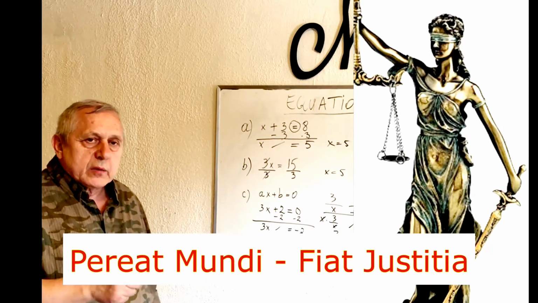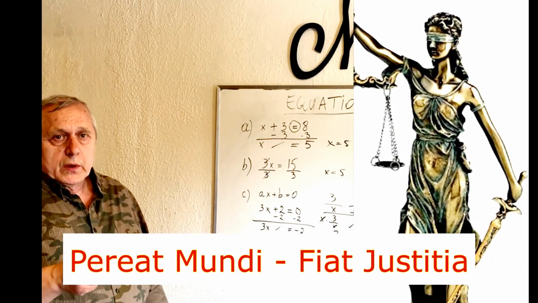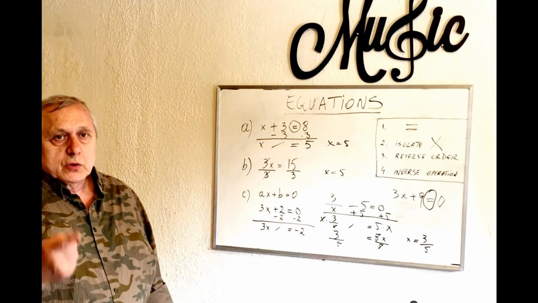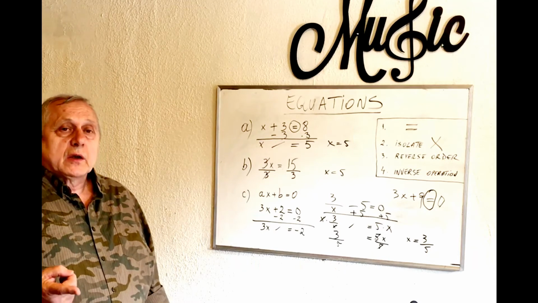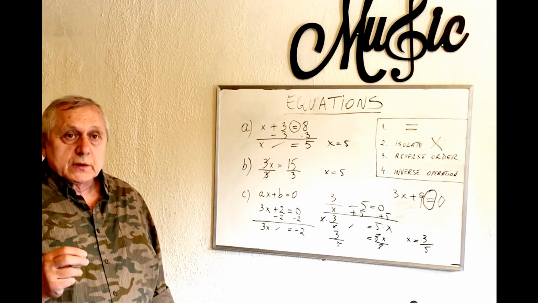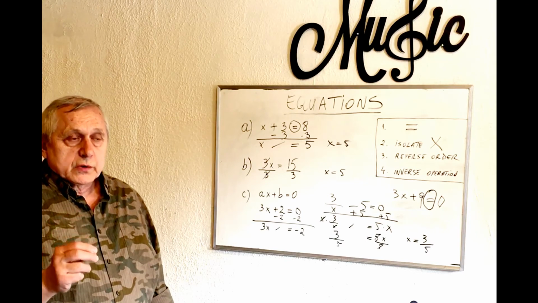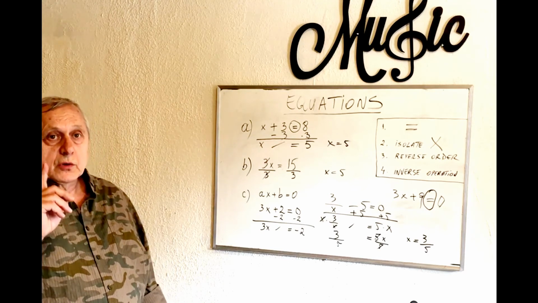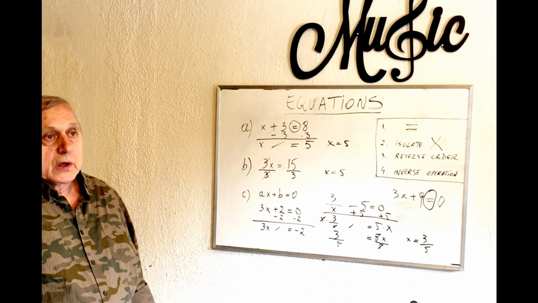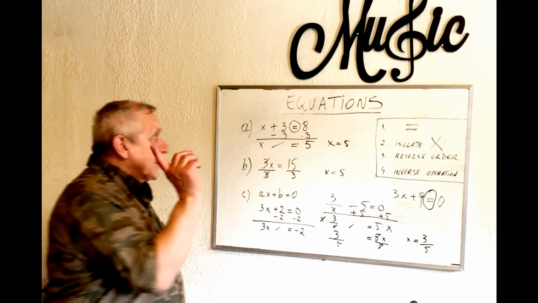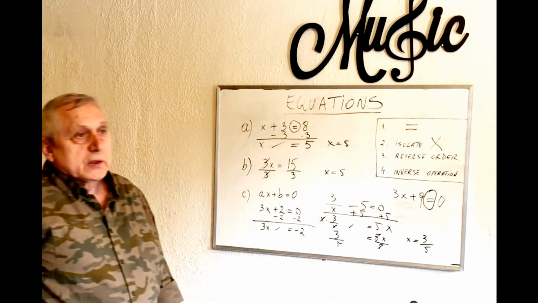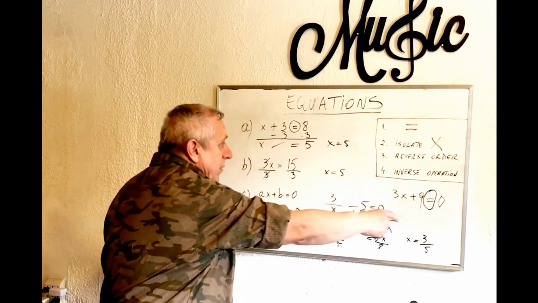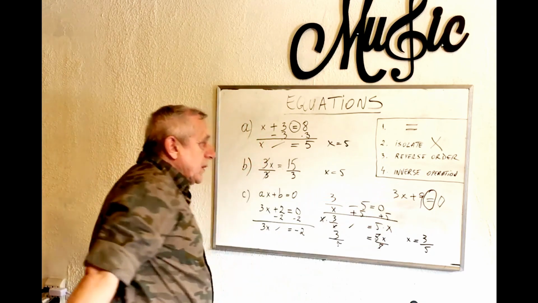They said, Pereat mundi, fiat justitia, which means even if the world will perish, justice should be done. That shows these guys, they were really serious about justice. They didn't play jokes around that. Even if the world will perish, justice should be done. Or justice will be done. Anyway, that's the symbol of justice. That's the symbol of equality. That's even. So equations are very much connected to this symbol.